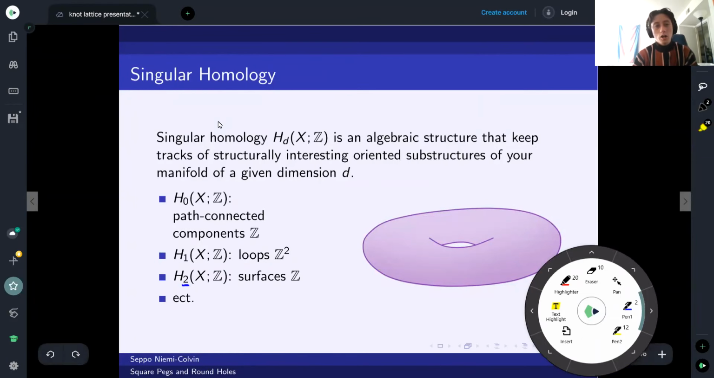Finally, for the second homology, we could look at surfaces in our space. These don't necessarily have to be manifolds, they could be what's called immersed, but at least we have our surface here that's a structurally interesting substructure of dimension 2, and we will be getting a copy of Z for that.